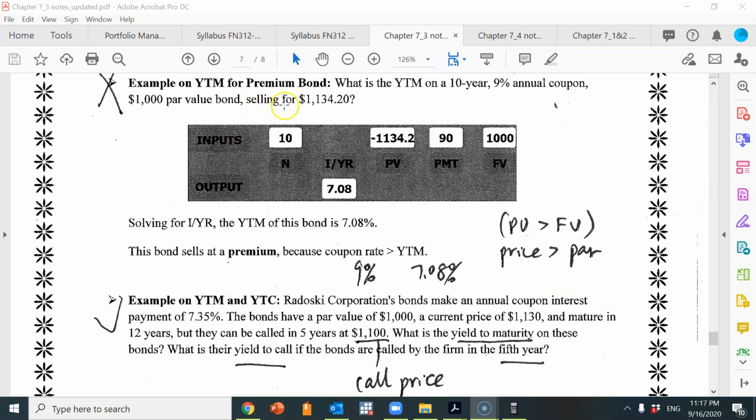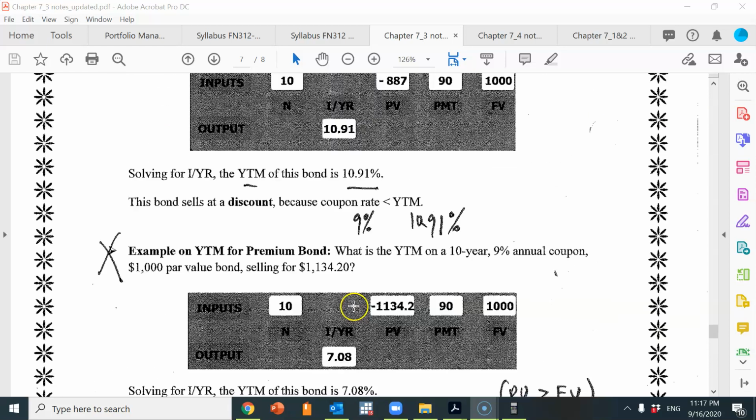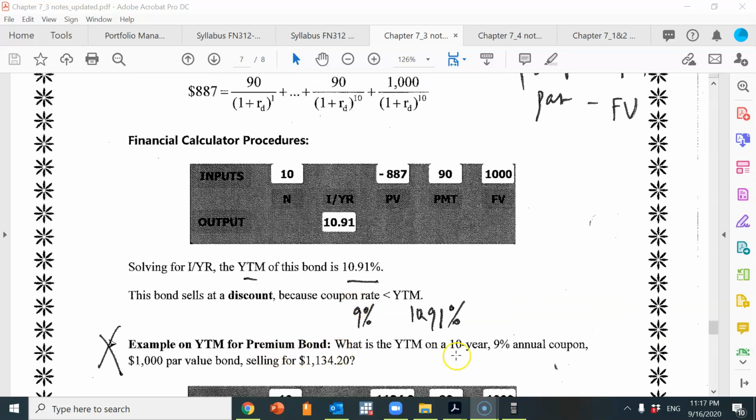The next question asks for yield to maturity for a premium bond. This bond is a 10-year bond, 9% annual coupon, 1,000 par value, selling for 1134.2. Okay, you could pause the video, look at the question only, and try to solve this question on your own. If you have finished, let's look at the answer.